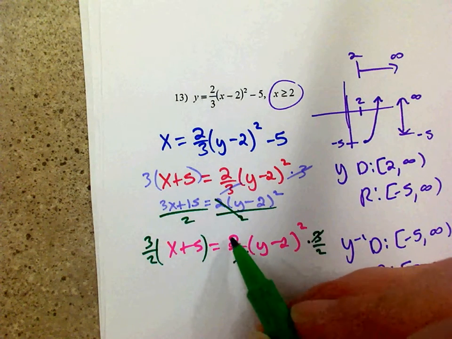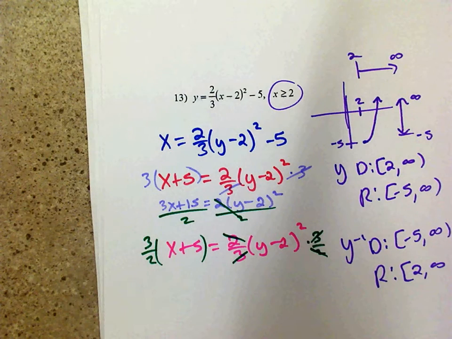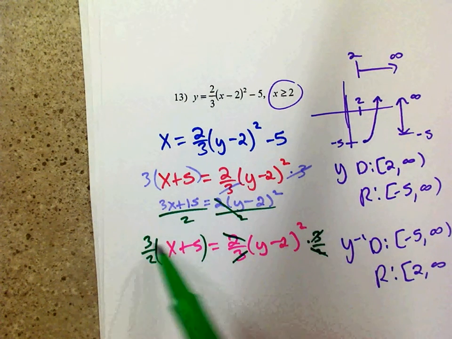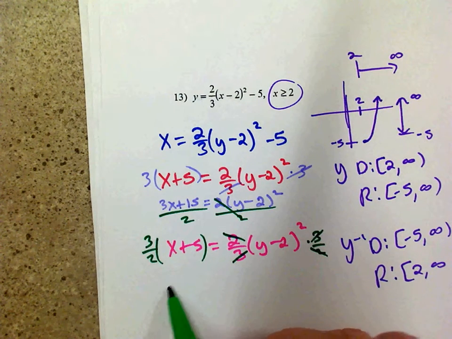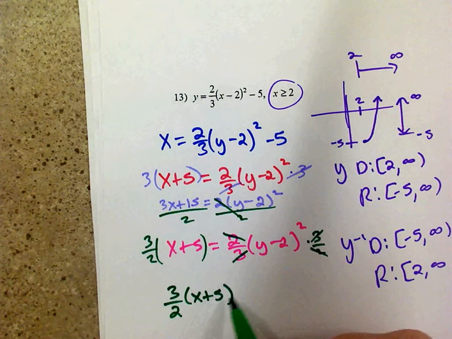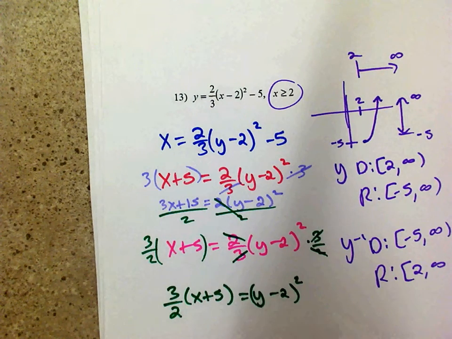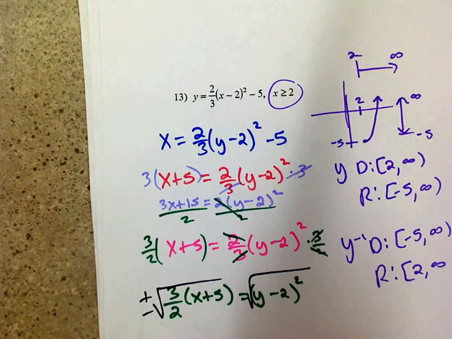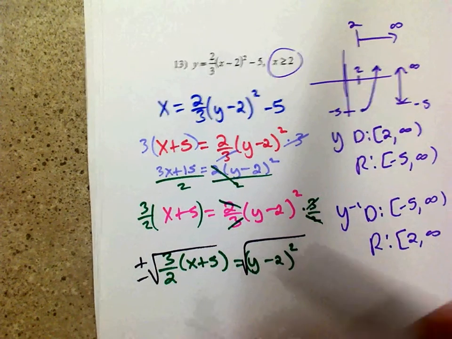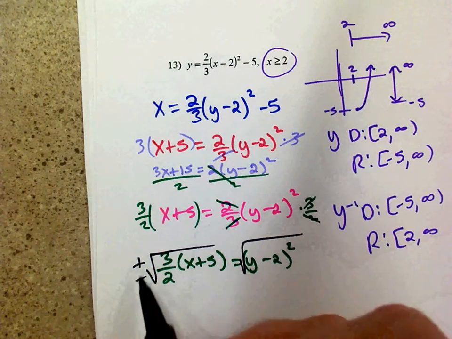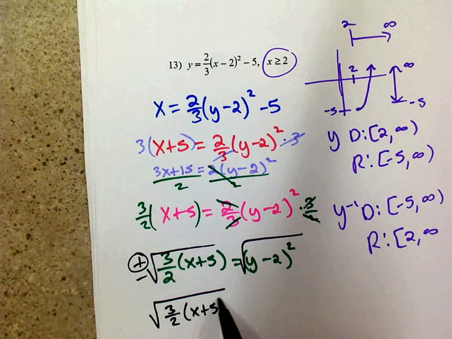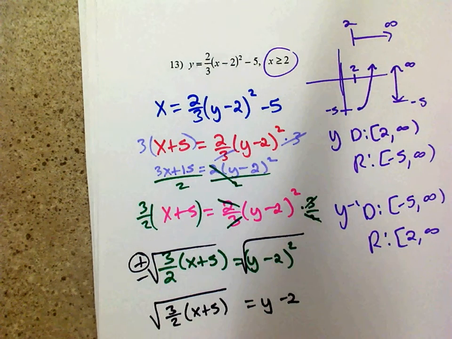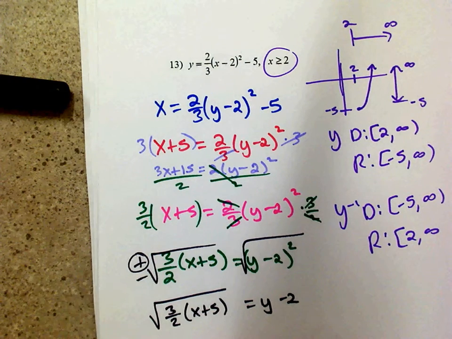Now, I could just distribute my 3/2. That would be 3/2 x plus 15/2, but I can just also leave it like that. I want to get rid of the square, so I square root both sides. When I square root, there are 2 answers, plus and minus, but I only was given the right-hand side of the parabola, so I should only end up with a positive radical. Okay, I need to get rid of the 2, so I'm going to add 2. And that is y inverse.